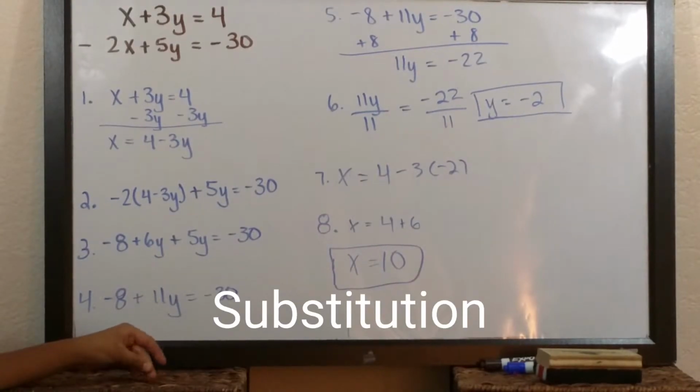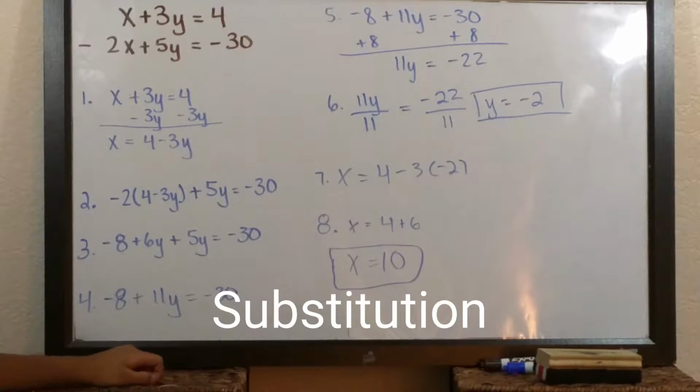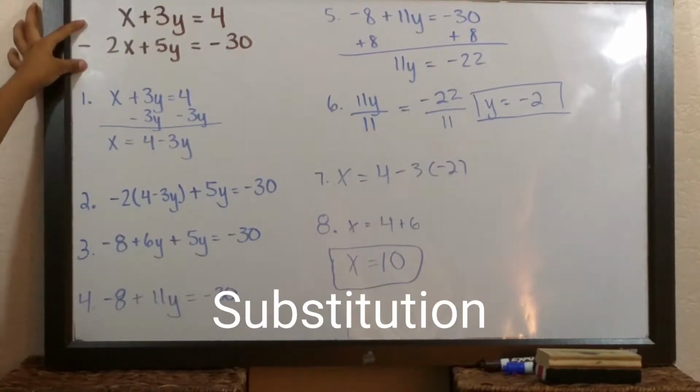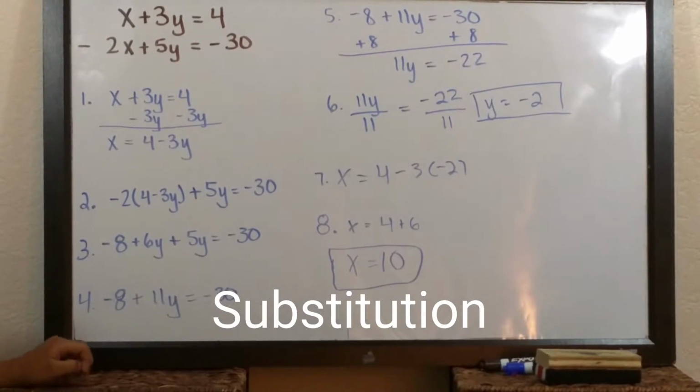Our first problem is x plus 3y equals 4 and negative 2x plus 5y equals negative 30. You're not subtracting these two. They're both separate equations, so don't get confused with that.